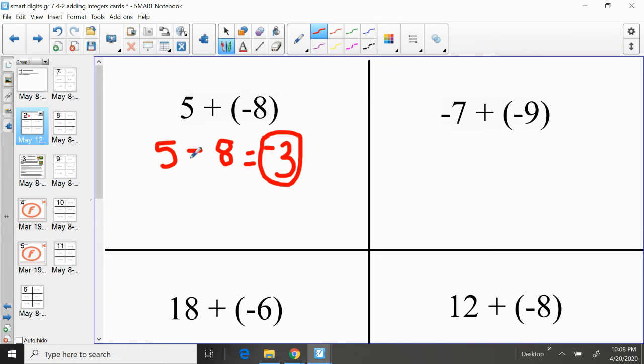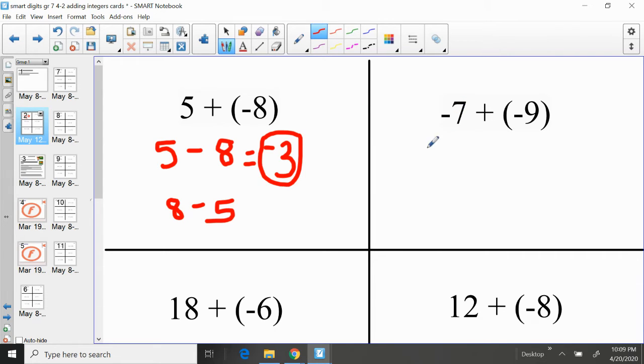And I can just look at that and go, oh, I know that my answer is going to be negative because my positive number is smaller than my negative number. Then I can just reverse it and say to myself, what's 8 minus 5? Oh, 8 minus 5 is 3. So my answer is -3. So it's kind of the same as doing your regular old subtraction problem, but I know my answer is going to be negative because my positive number is smaller than my negative.